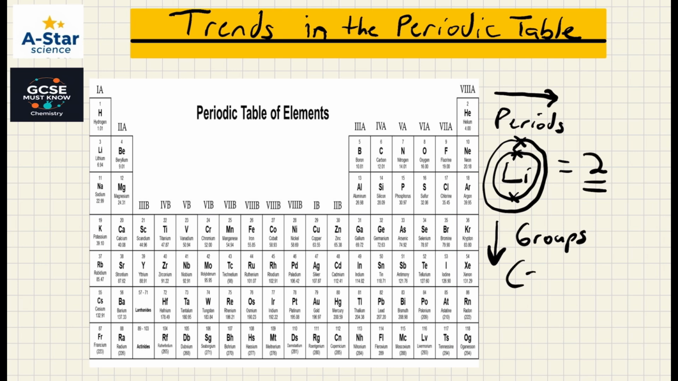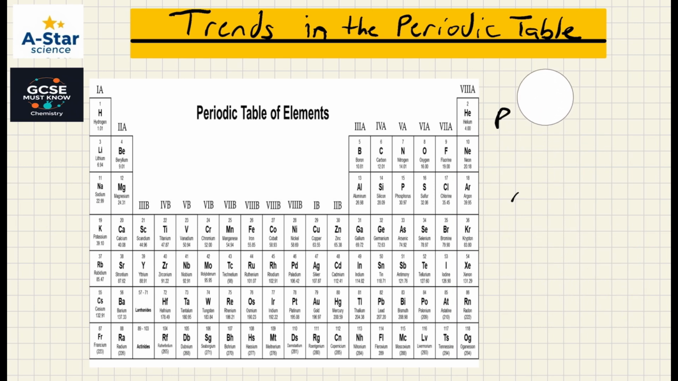So the number of shells is equal to the period number that it is in. Groups, of course, reflect atoms or elements with similar properties to each other. So for example, we have different families which we call groups, such as the alkali metals, the alkali earth metals, the halogens. All of these different elements have different group names because they have properties that are similar to each other.